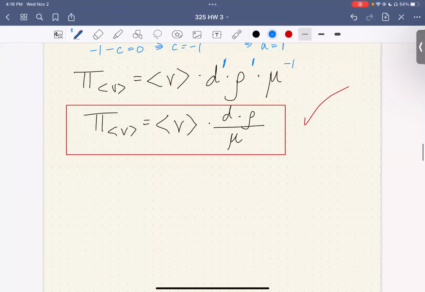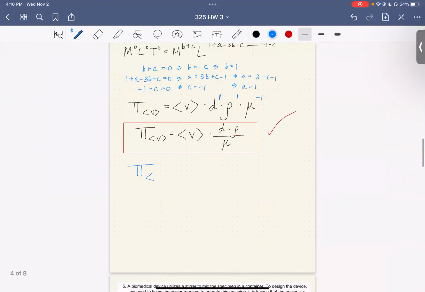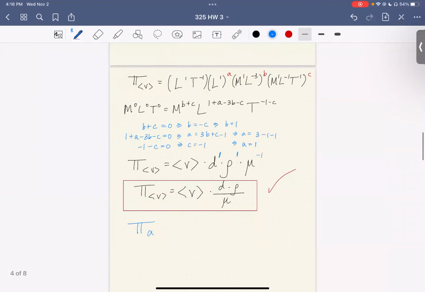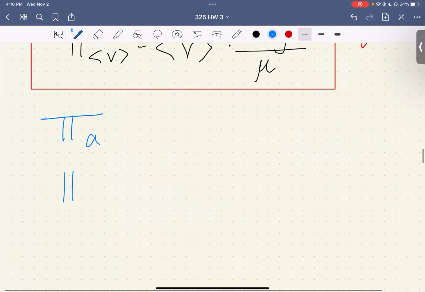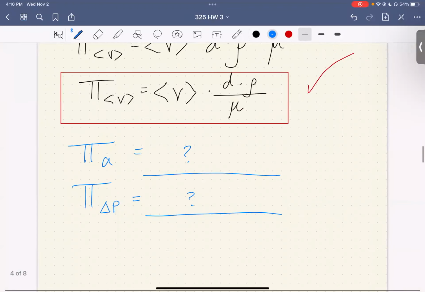So next, you should have what is A and what is delta P? You're going to find that. And that is what you're doing for question 4.